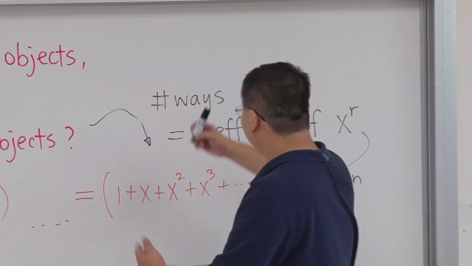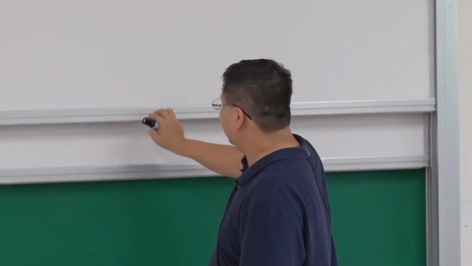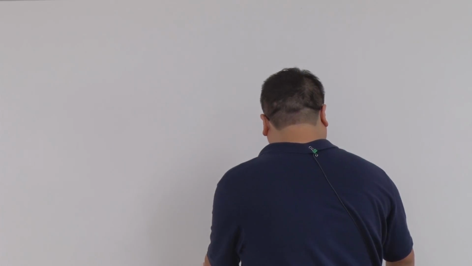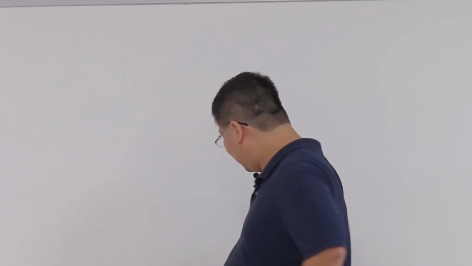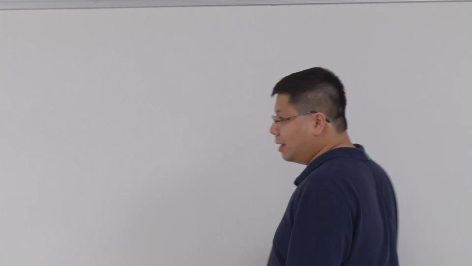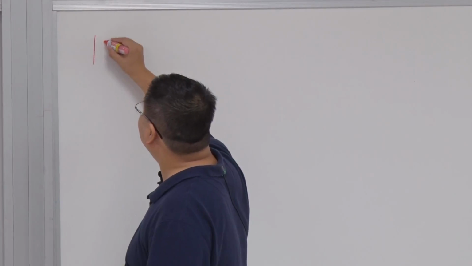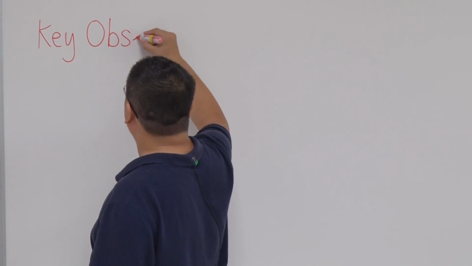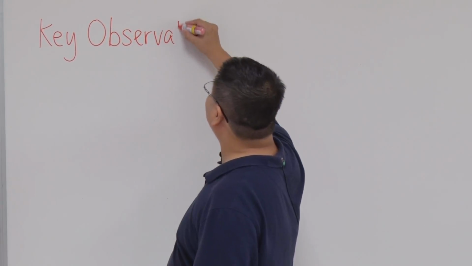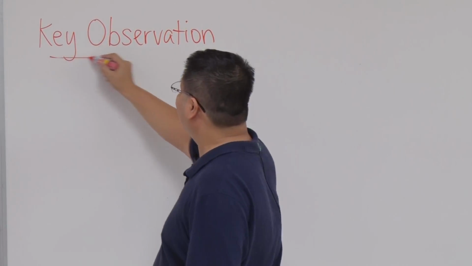Okay, so let's see. How do we get this? Okay. So to get this, we observe that this is a key observation. This key observation allows us to simplify the problem.